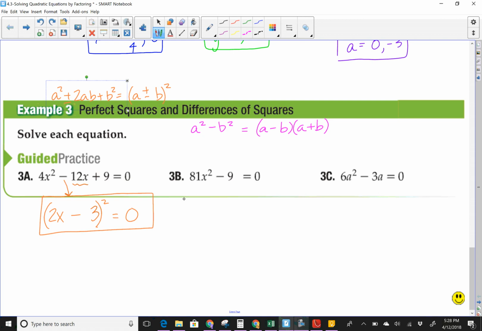So, to solve, this would factor. Actually, I would divide both sides, everything by 9. And that would give you 9x squared minus 1 equals 0. And that factors to 3x minus 1, 3x plus 1. And you're setting each one.